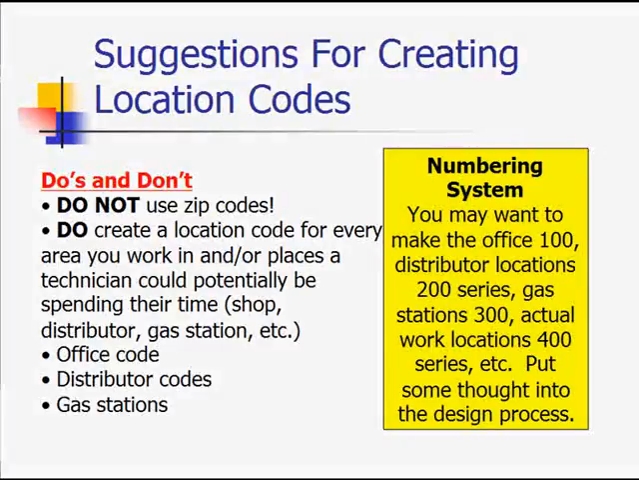Actual work locations. That's geographic areas where they actually produce the work. You might want to make that 400 series. In other words, put some thought into your design process because, again, think about the information that's going to come out of this system, and therefore, how do I want to sort things properly so that I get that kind of information 2 weeks, 2 months, 2 years down the line.